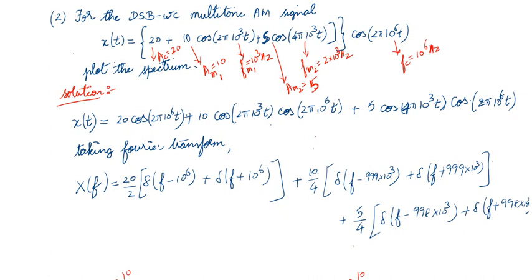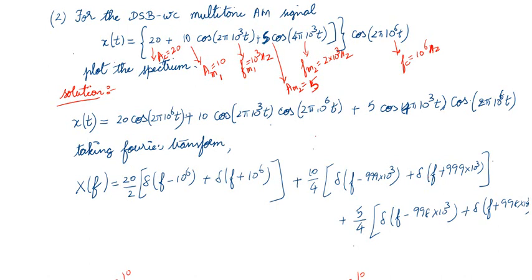Why is it called multi-tone? We have two message signals. First message signal frequency is 10 to the power 3. Second message signal frequency is 2 into 10 to the power 3. Both the signals are modulated. What modulator? It's an amplitude modulator. If you see the spectrum, you will understand why it is with the carrier. We don't suppress the carrier in this case.